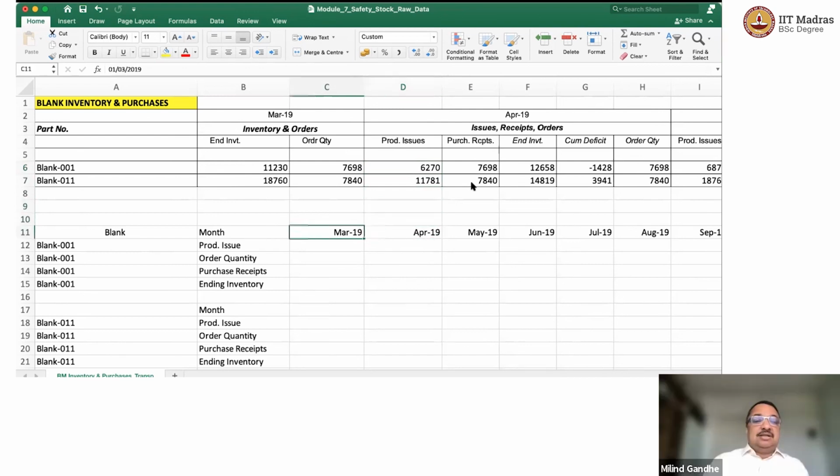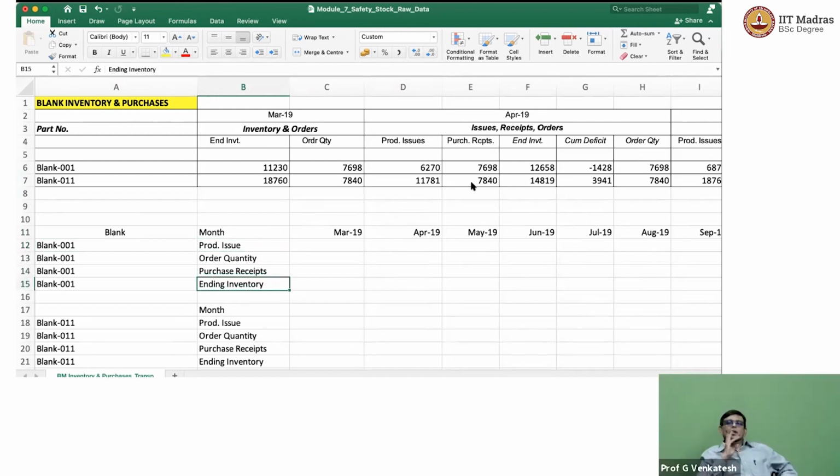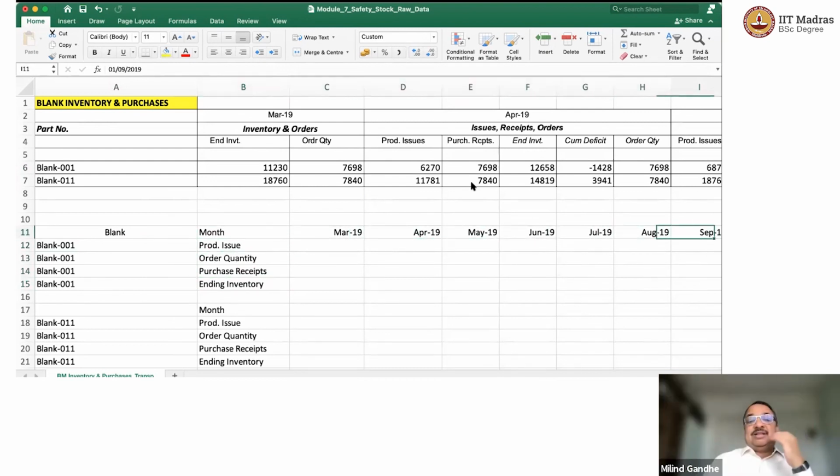So we'll try and get the data into this format. For blank 01, we will try and populate 4 rows: production issue, order quantity, purchase receipts, and ending inventory. All right. And we will do this on a monthly basis.